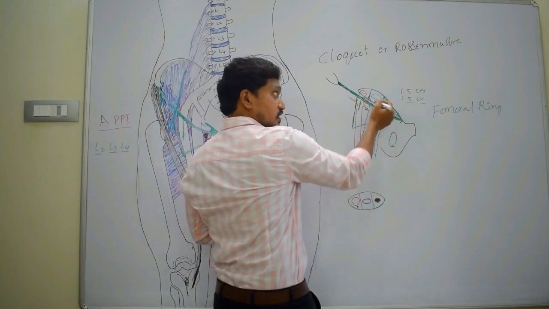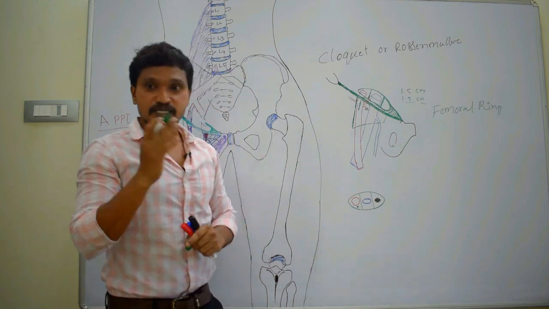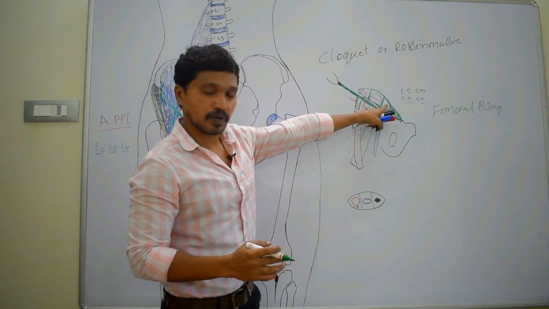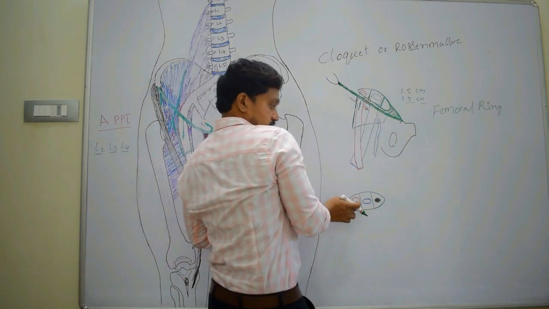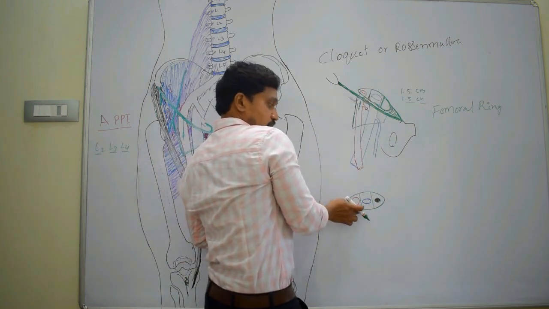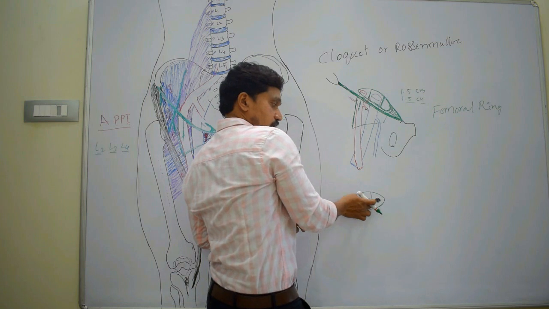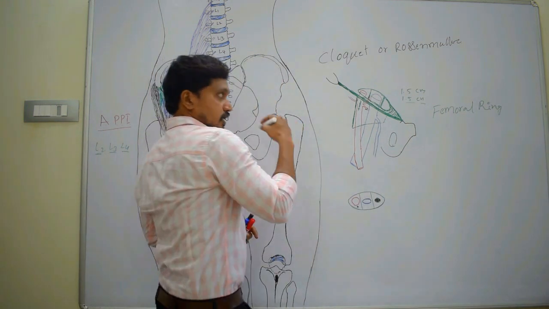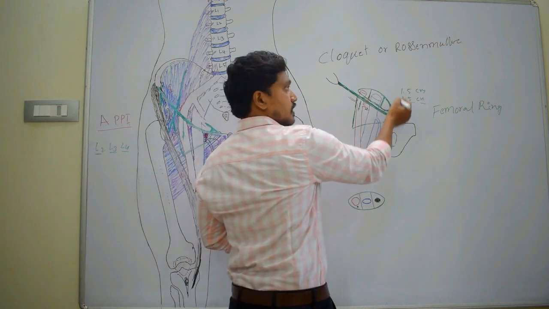Then the lateral boundary is formed by the septum, which separates the venous compartment from the lymph node compartment. This lateral compartment is what we call the arterial compartment, the middle compartment the venous compartment, and the medial-most compartment the lymph node compartment. Let me tell you the boundaries of the femoral ring.